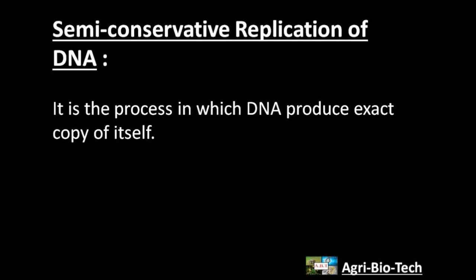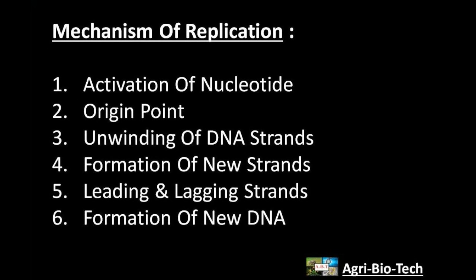What is semi-conservative replication? It is the process in which a DNA molecule produces an exact copy of itself, or produces a replica of itself, and it is called semi-conservative replication of DNA. Now see the mechanism of DNA replication. There are a few steps which should be considered: activation of nucleotide, origin and initiation point, unwinding of DNA strand, synthesis of new strand, leading and lagging strand, and finally the formation of new daughter molecule.